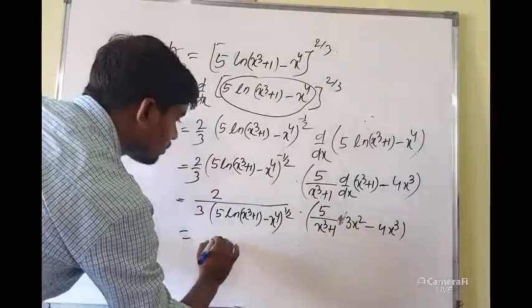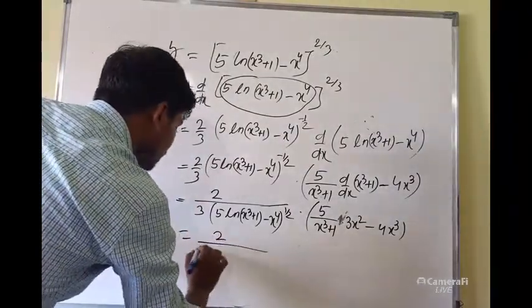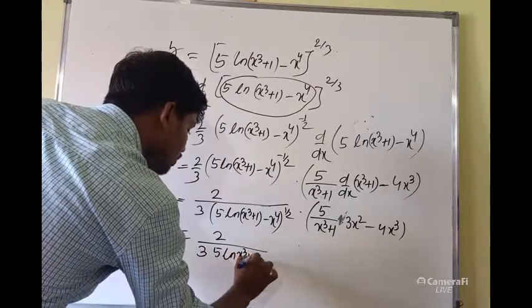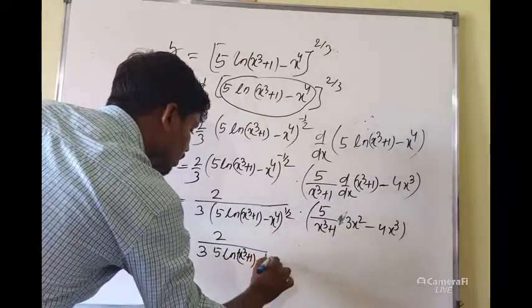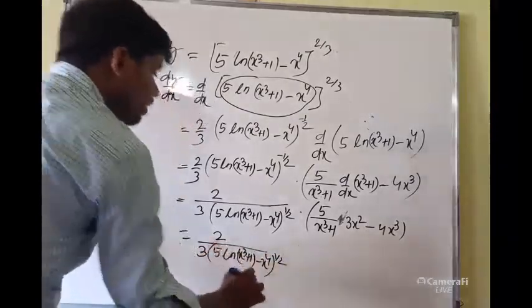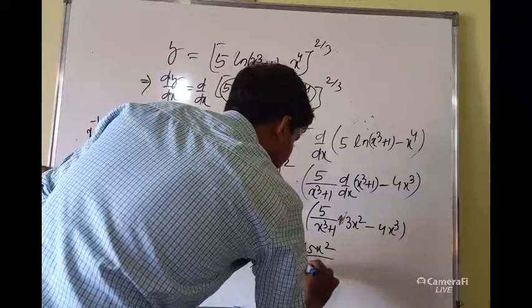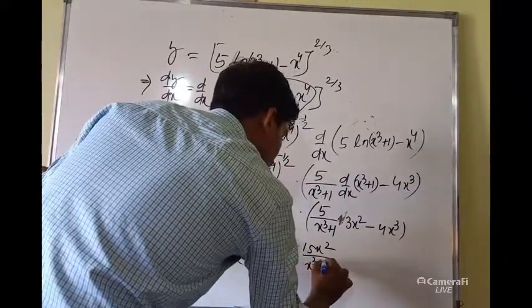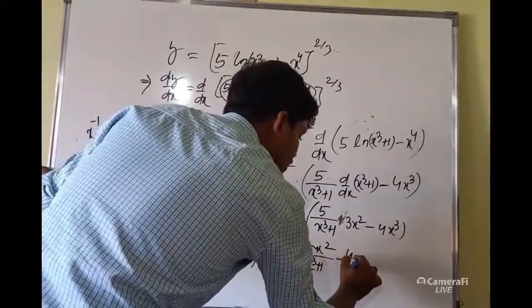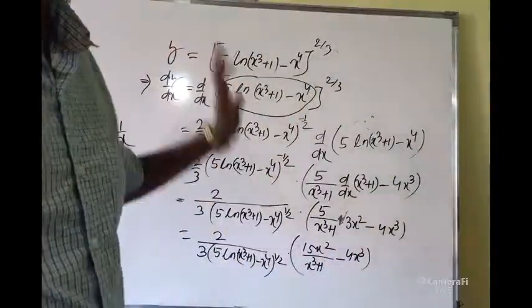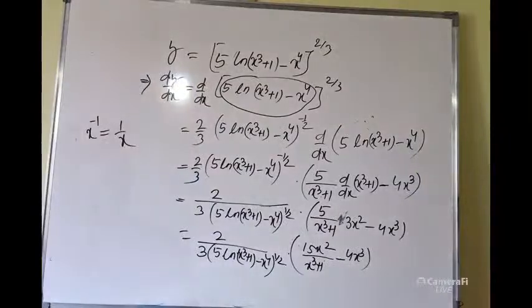Now this becomes 2 by 3, times (5 ln(x cubed plus 1) minus x to the power 4) to the power half, into (15x squared by x cubed plus 1 minus 4x cubed). This is the answer of this question. Any doubt?